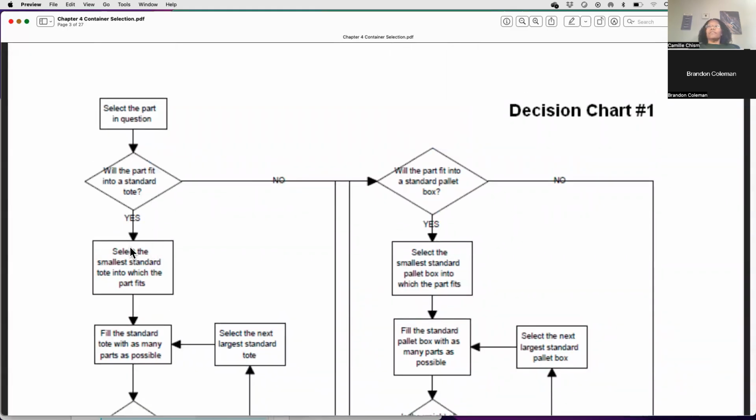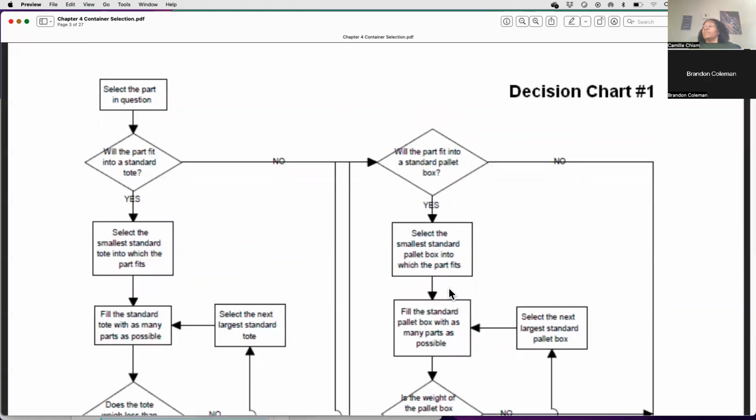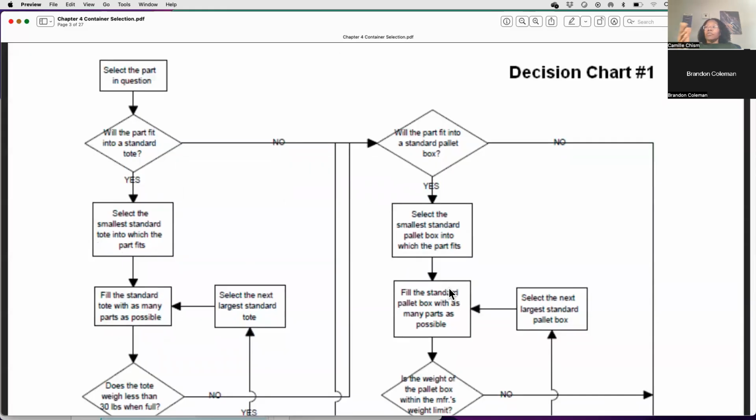First is, does it fit in the standard tote? The other one, no, it does not fit in the standard tote. Then you're looking to see, is it going to fit in a standard pallet box, which again is going to be something like a box like this, but it's got a pallet on it. Or it's going to fit into a bulk bin. So this one focuses on either a standard tote or a pallet box, which is going to be something like a roll pack or a bulk bin.